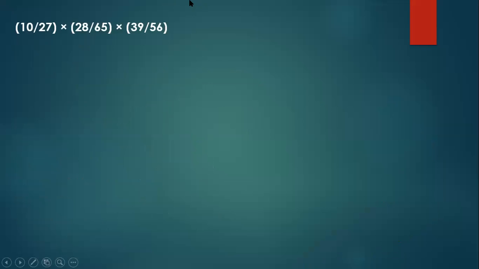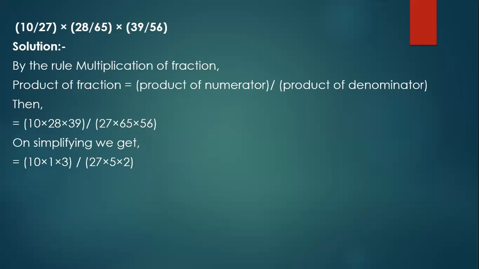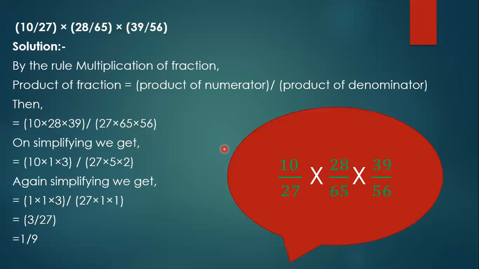Now let's do another question. Here again, three fractions are given to you. Either you do it in an authentic manner, that all the numerators are multiplied together, like here, and you multiply all the denominators together. But what will we prefer? We will prefer this way, that is cancellation.